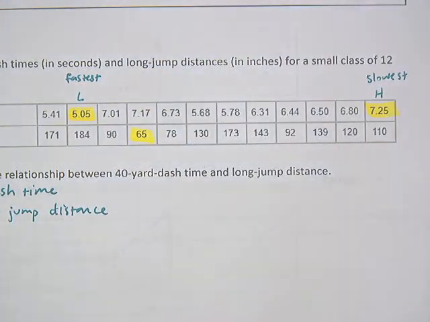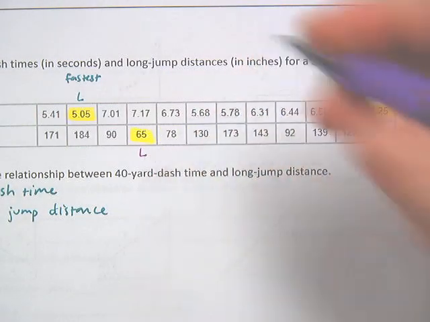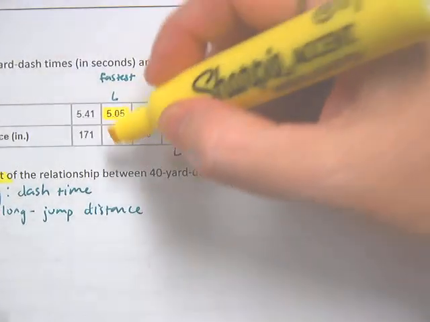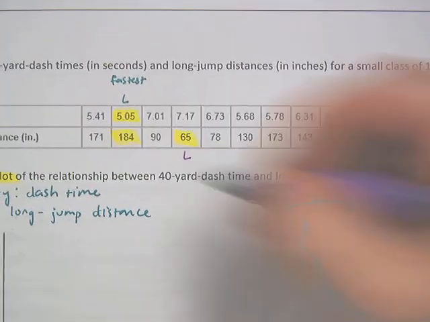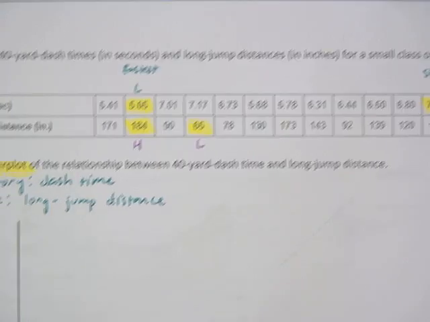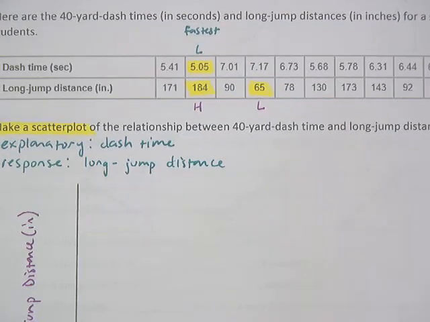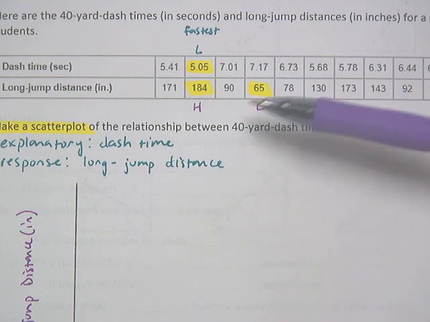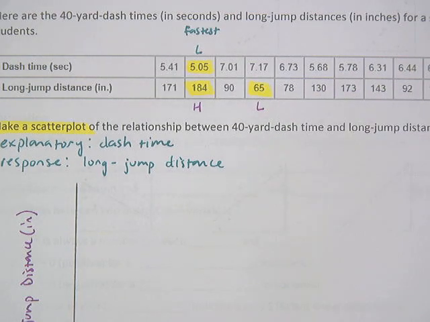65 is our low value there. And what's the longest anybody jumped? 184. So I need to go from a little bit below 60 to a little bit above 184. And I wasn't very creative when I did this. I just counted by tens because I figured that wouldn't be terribly difficult.